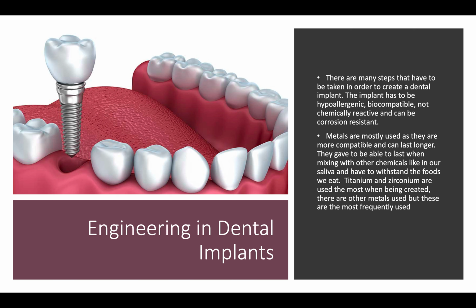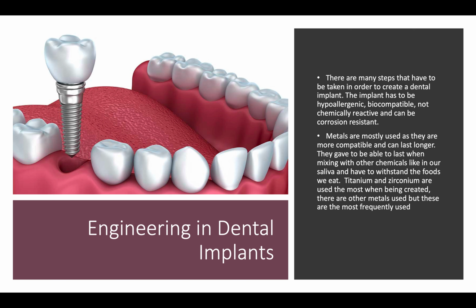There are many steps that have to be taken in order to create a dental implant. The implant has to be hypoallergenic, biocompatible, not chemically reactive, and corrosion resistant. Metals are mostly used as they are more compatible and can last longer. They have to be able to last when mixing with other chemicals, like in our saliva, and have to withstand the foods that we eat. Titanium and zirconium are used the most when being created. There are other metals that are used, but these are the most frequently used.